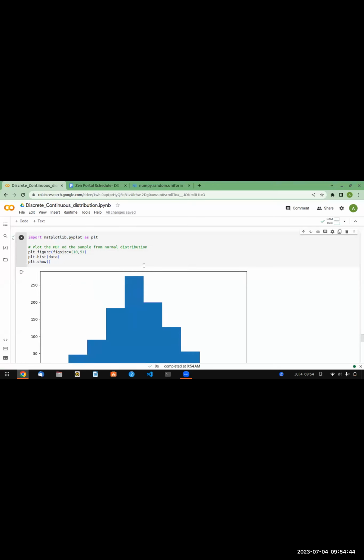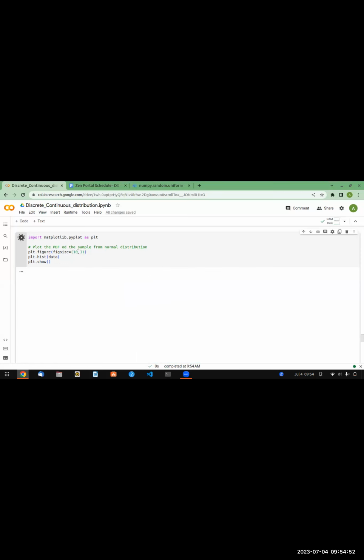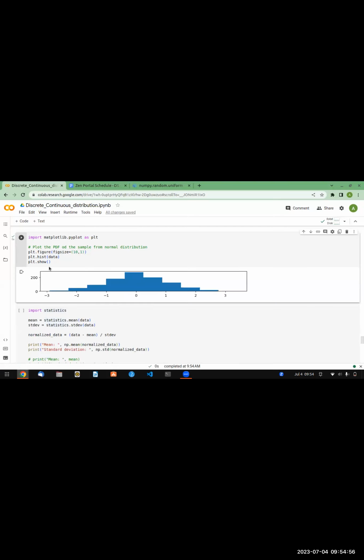That means what? This is the horizontal and 5 is the vertical, right? To verify, I'll make it 1, so the vertical height will be very small. Okay, you got it? Yeah, this is what the size means. So this means 5 cross 5.